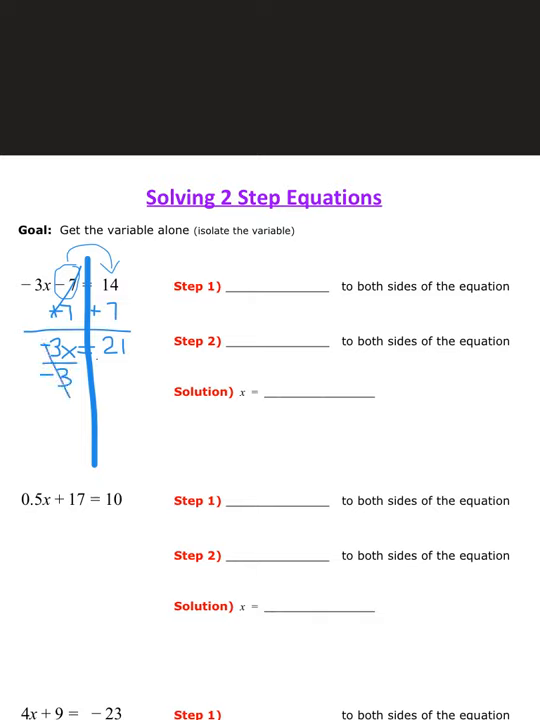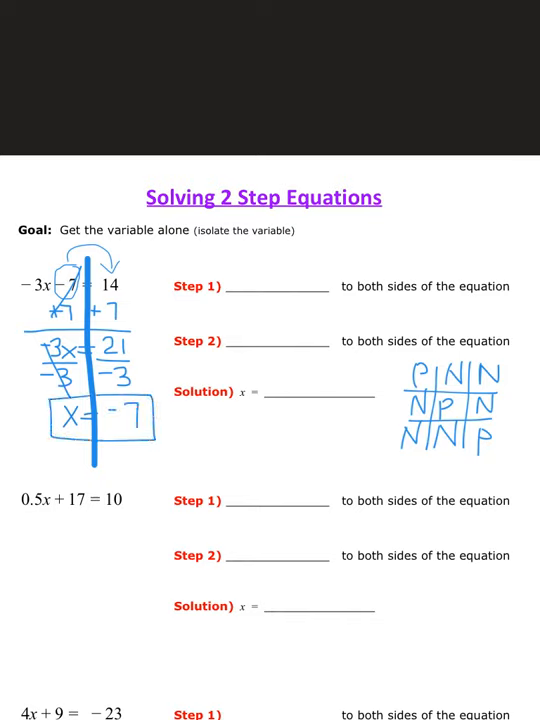And if you remember your little multiplication and division rules, the positives and then the negatives everywhere else. So a positive right here divided by a negative would give me a negative answer. So that's going to give me x equals negative 7. So my answer is negative 7.